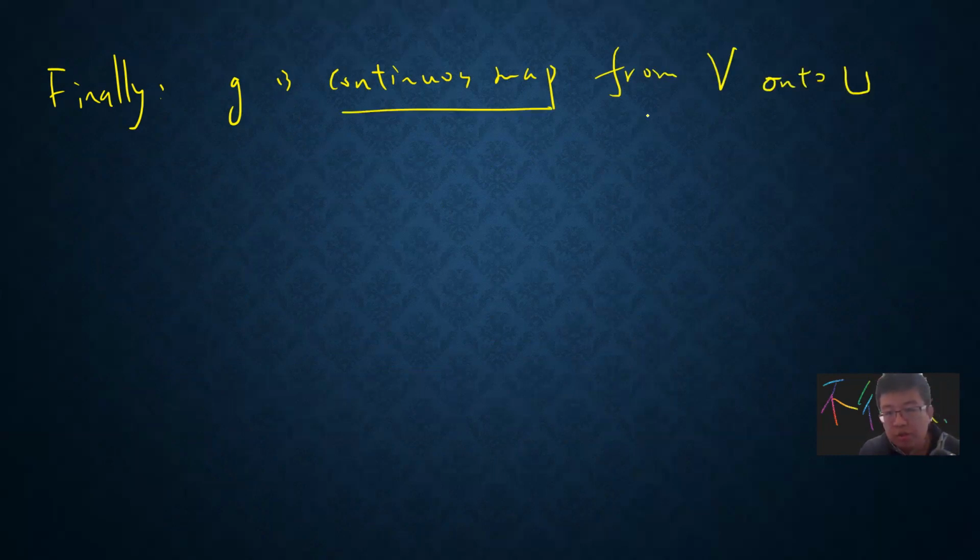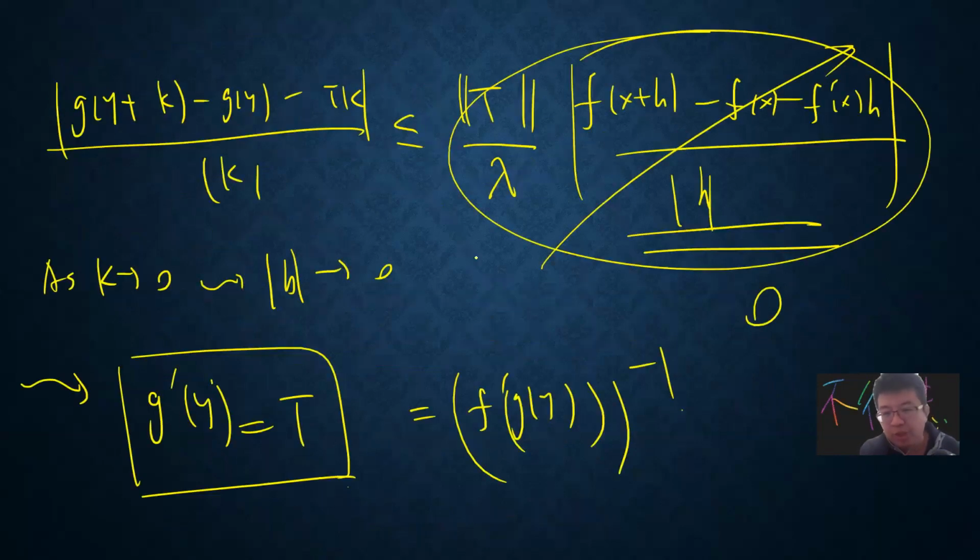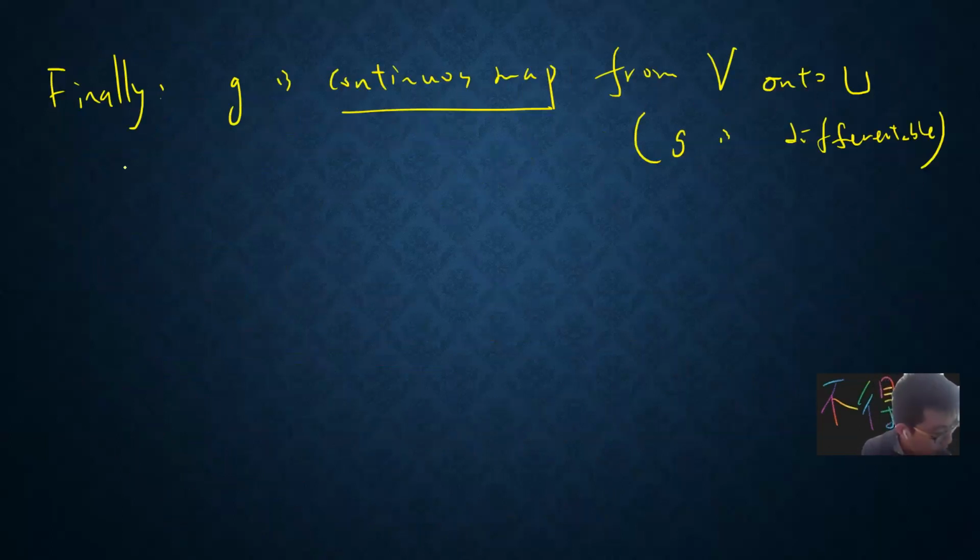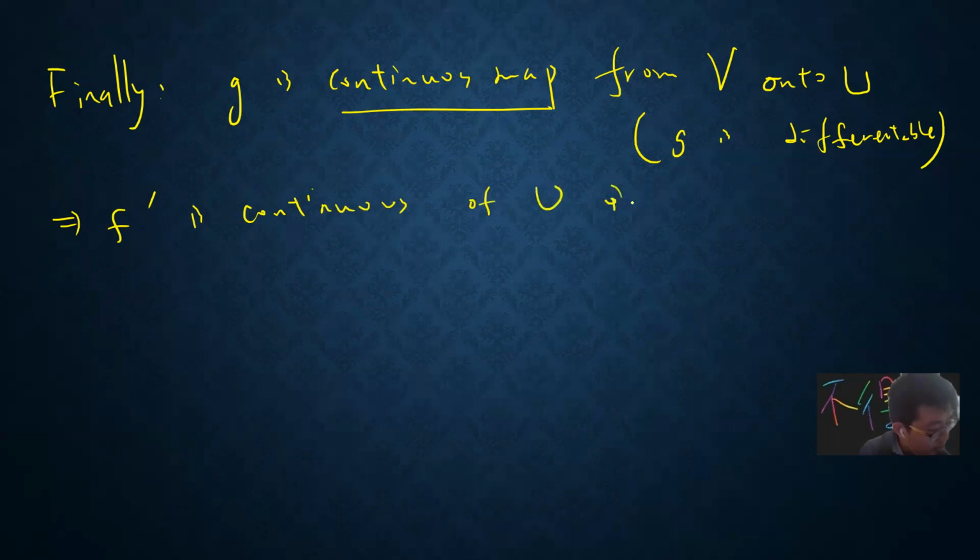So finally, we know that g is continuous, mapping from v onto u. The reason is that g is differentiable. Remember, previously we just proved that g prime of y is t, so g is differentiable, so it must be continuous from v onto u. And we know that f prime is continuous from u into, let's say, omega, which is the set of all invertible n by n matrices.